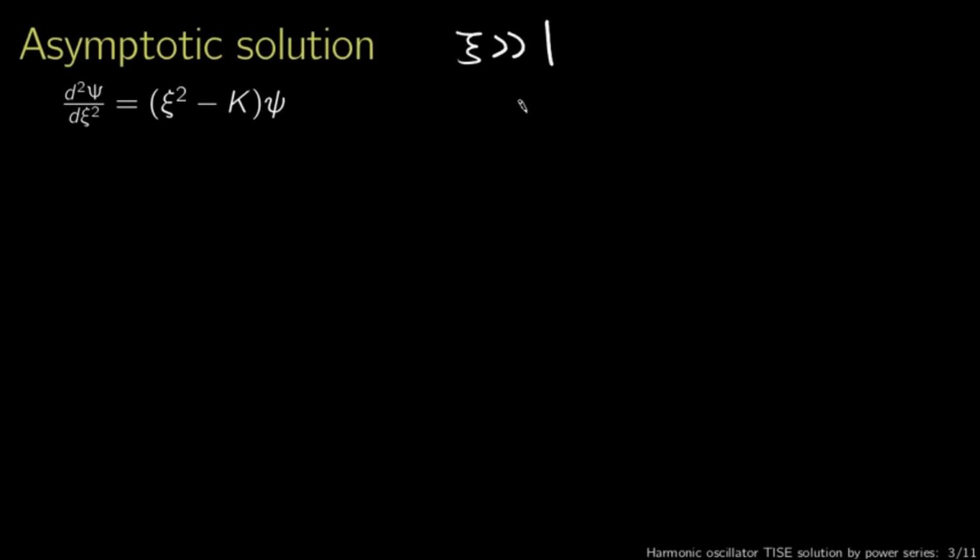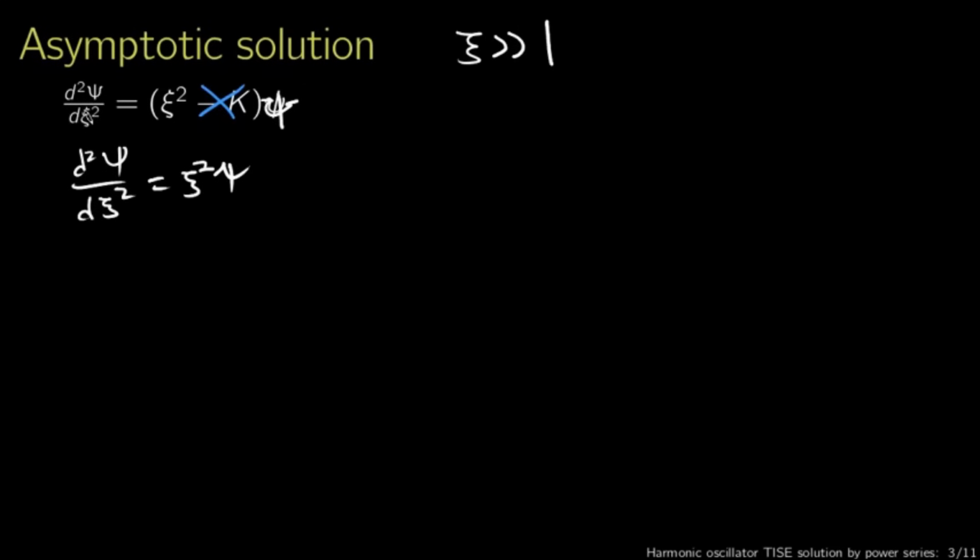What happens when xi is much, much greater than 1? Well, I don't care about k here. Xi squared minus k is about xi squared. That means the actual differential equation we have to solve is the second derivative of psi with respect to xi is xi squared psi. Oh, and I've unintentionally changed notation here. This is a derivative of psi, not a partial derivative of psi. That doesn't really matter. The partial derivative and the total derivative are the same because psi now is only a function of xi. Likewise, I should also write capital psi here instead of lowercase psi. That's just an error. Apologies.